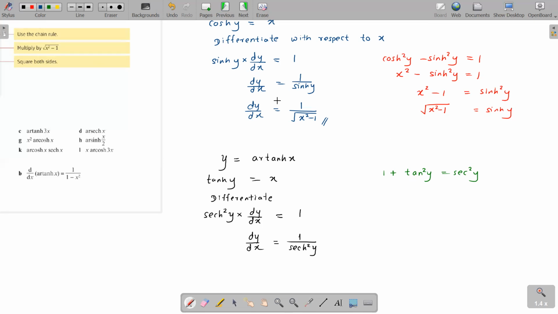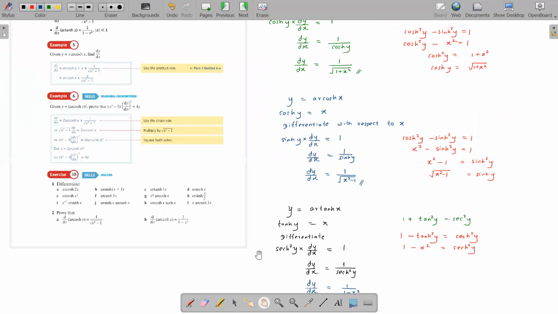So basically the hyperbolic identity would be 1 minus tan square y equals sec square y, not plus, it's minus tan square. Sec is a product of cos, so the product of cos doesn't become negative. So these are rules you learn in chapter 1. Okay, 1 minus tan square y is sec square y. So basically we know tan y is x, which means 1 minus x square is sec square y. So I have the sec square y, which gives me dy by dx is 1 over 1 minus x square. Okay, so these are the proofs of all these three rules that we are about to use.